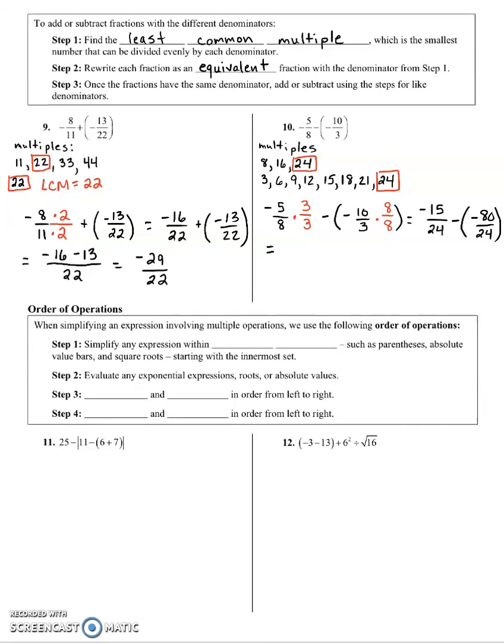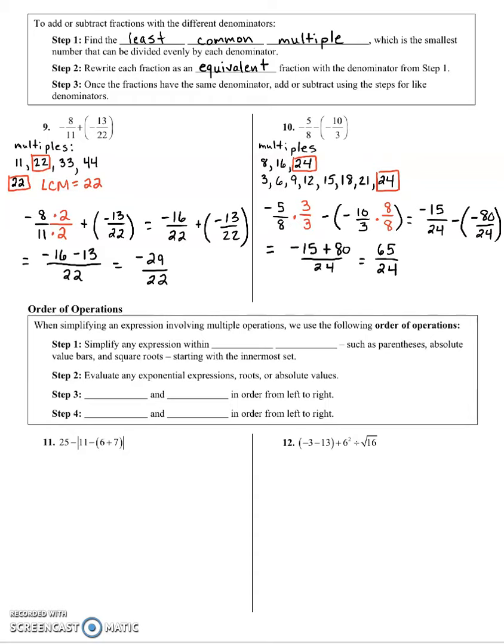Okay, subtracting a negative number is the same thing as adding. So we really have negative 15 plus 80 over 24, which is 65 over 24. And that does not reduce either. So we are done. So that's how we deal with adding and subtracting fractions that have unlike or different denominators.